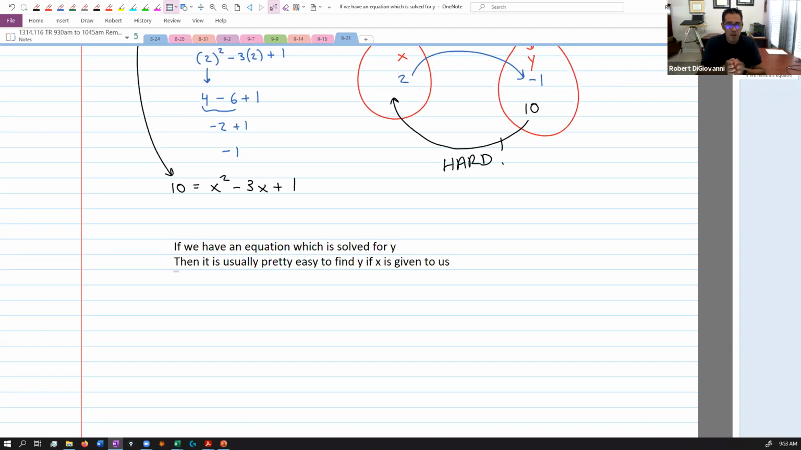If you have an equation where it's solved for y, you've got y by itself on one side of the equation, then it's usually pretty easy to figure out what the y value is if I tell you what x is. Agreed? Understand? Yes. In this case, we say y is a function of x, meaning you can figure out what y is if someone simply gives you x.